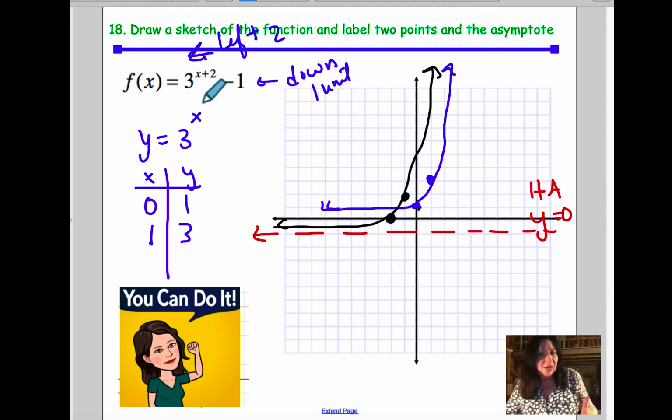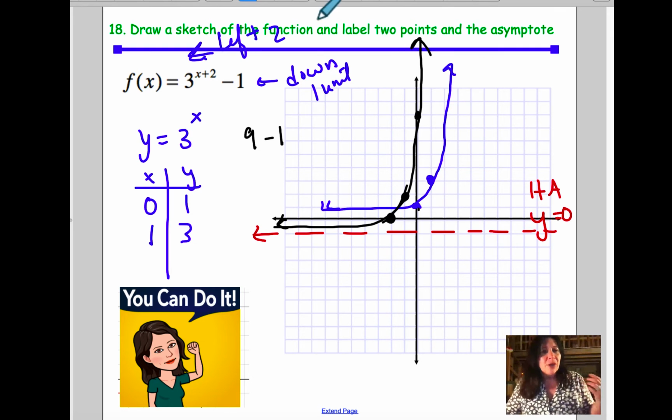So I could actually, finding the y, set x equal to 0. So 0 plus 2 is 2. 3 to the second power is 9. 9 minus 1 is 8, which means that at (0, 8), that's where I'm crossing the axis. So that's a good spot to know where you're going.